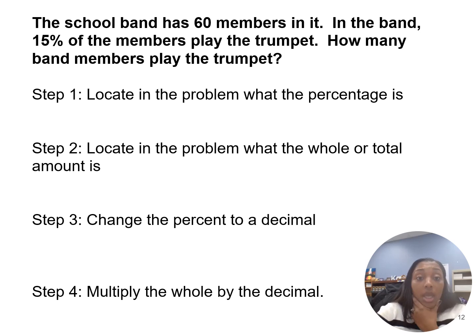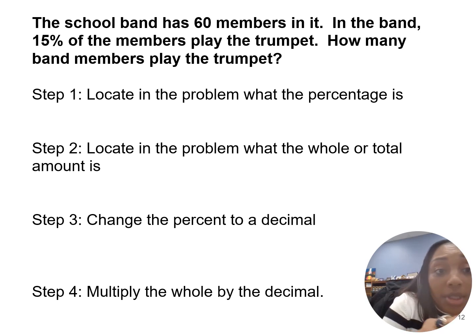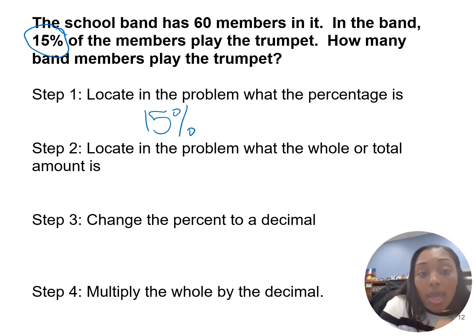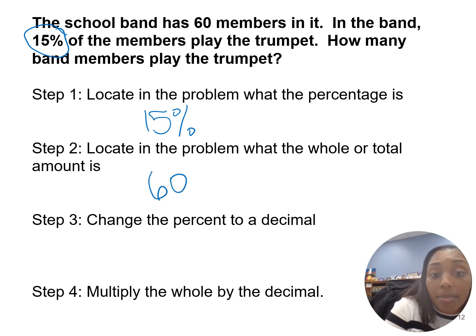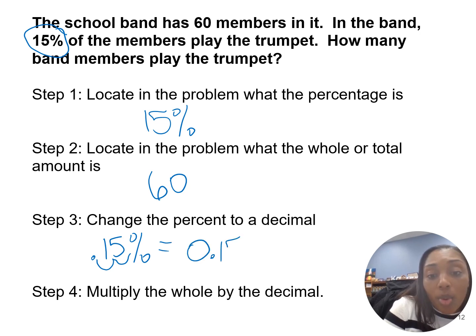So let's see. First, let's locate the percentage. We've got 15%. I'm looking for that percent sign, y'all. That's your clue. That's how you know you got the percentage. Then I'm going to locate my whole or my total. I know it's a total of 60 members. Now I'm going to change the percent to a decimal. Put that decimal on the end and hop 1, 2 spots. And that gives me 0.15.